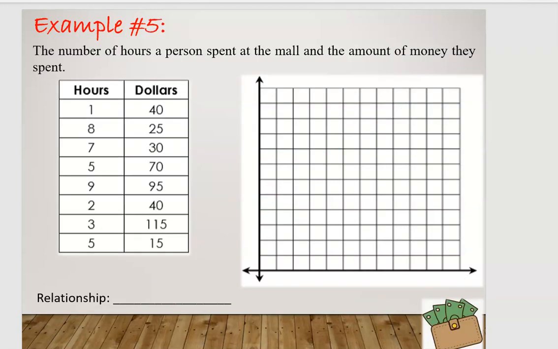We're going to do the same exact idea here, the number of hours that a person spent at a mall and the amount of money that they spent. So we're going to have hours on the bottom here. So here we have our hours, and then we have our dollars. So we're going to do the same idea of just plotting these points that we have using our ordered pairs that were given. And it looks like we're going from a minimum of 15 all the way up to 115. So I'm still probably going to go by tens to make sure that it all fits.